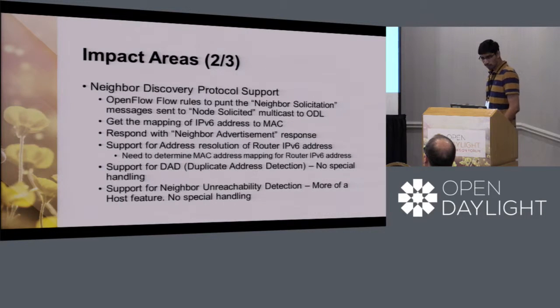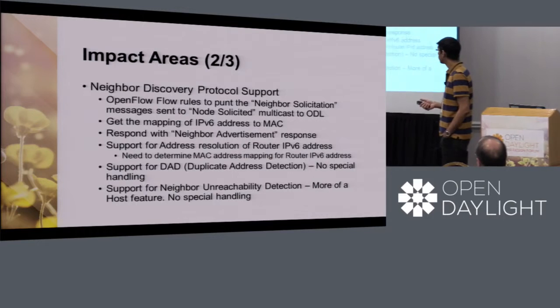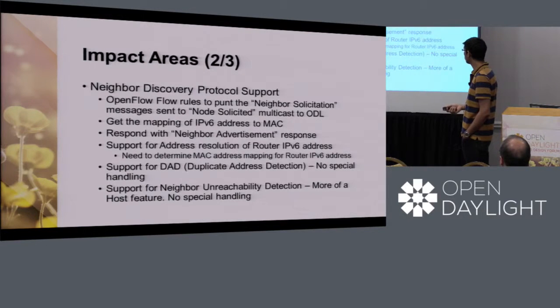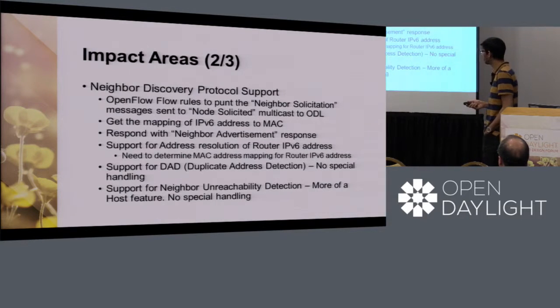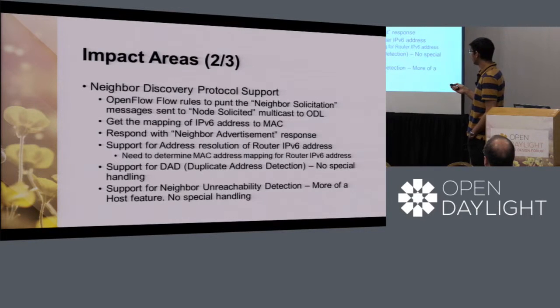The second major area is the neighbor discovery protocol support. Again, we need to have some rules put in the switches to punt any of the neighbor solicitation messages that are sent to this special node solicited multicast, either to the ODL or whoever is handling this neighbor discovery processing. And we need to have this mapping of the IPv6 address to the MAC and reply with the neighbor advertisement with the corresponding MAC information.